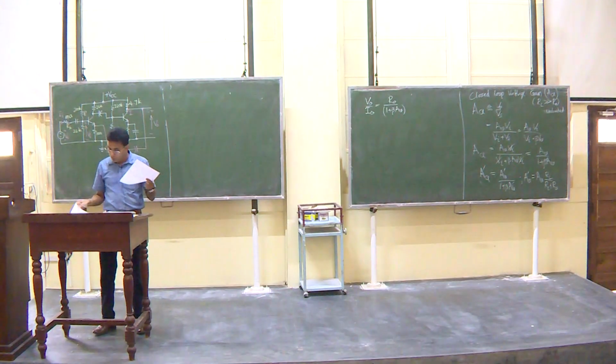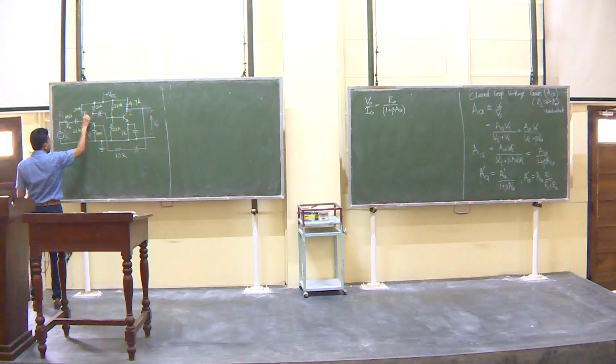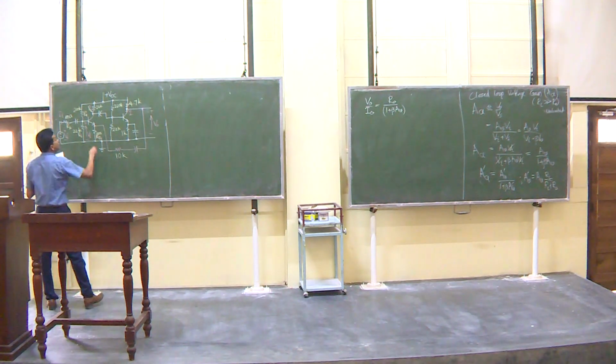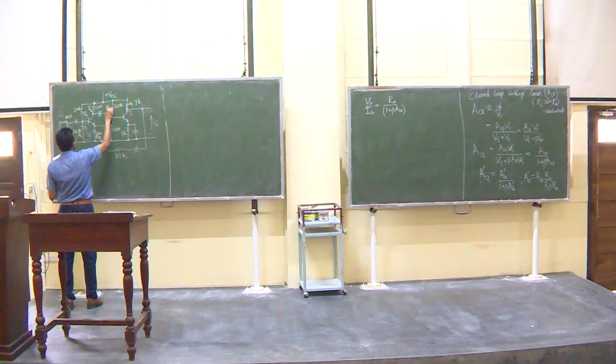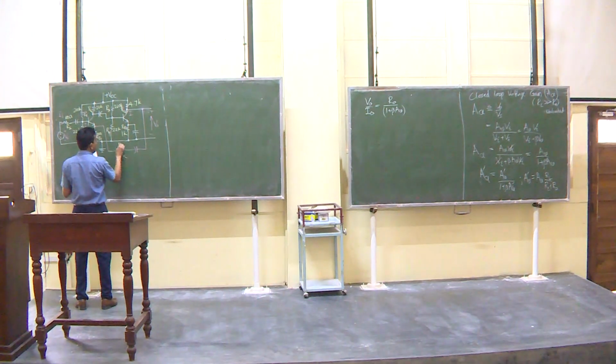I haven't used any notation there, but let's say R1, R2, RC1, RE1, R3, R4, RC2, RE2, and this is RF.